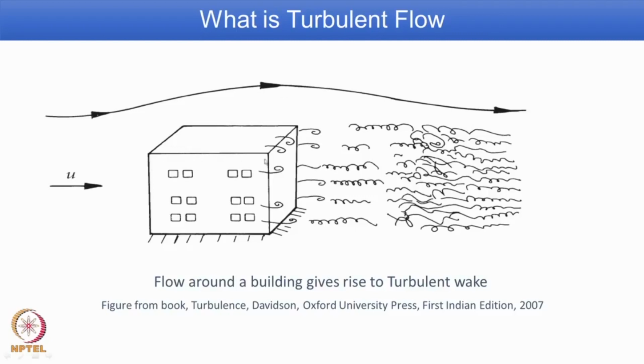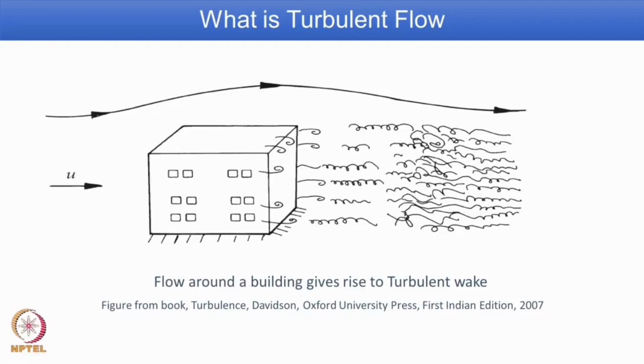Here the building is considered to be a three dimensional geometry. Flow is from left to right, it will flow around as well as it will flow over. Now, if you observe immediately downstream, these lines represent shear layer shedding and vortices shed from the geometry, and if you go slightly far enough, the motion becomes turbulent. So, flow around a building gives rise to what is known as a turbulent wake.